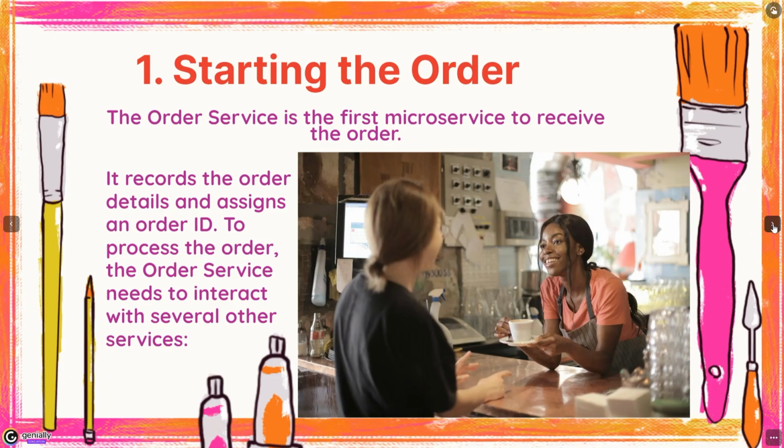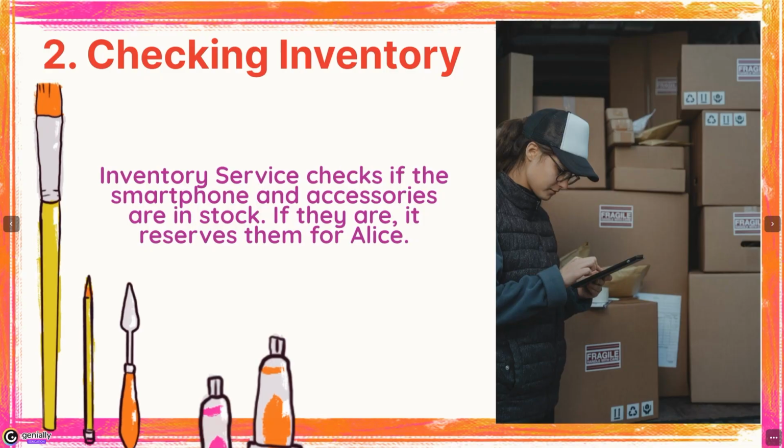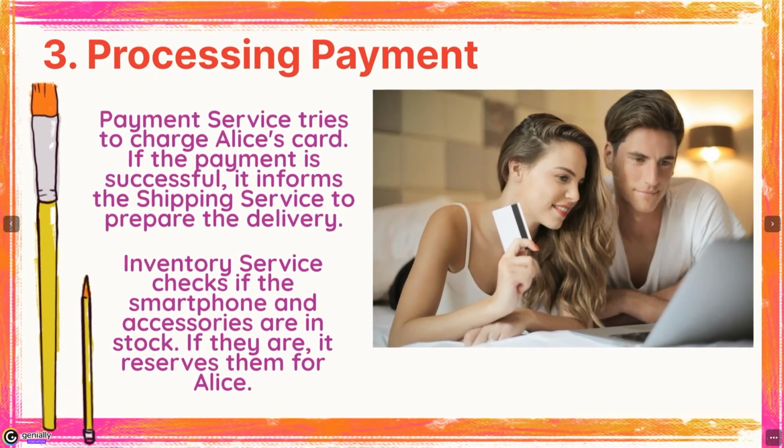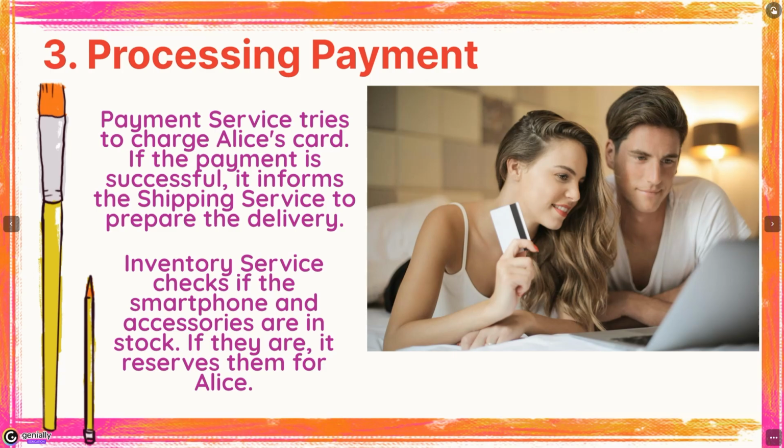Next one is checking inventory. The inventory service checks if the smartphone and accessories are in stock. If they are, it reserves them for Alice. Next, processing payment. The payment service tries to charge Alice's card. If the payment is successful, it informs the shipping service to prepare the delivery. If the payment fails, it cancels the reserved items in the inventory service and notifies the order service to cancel the order.